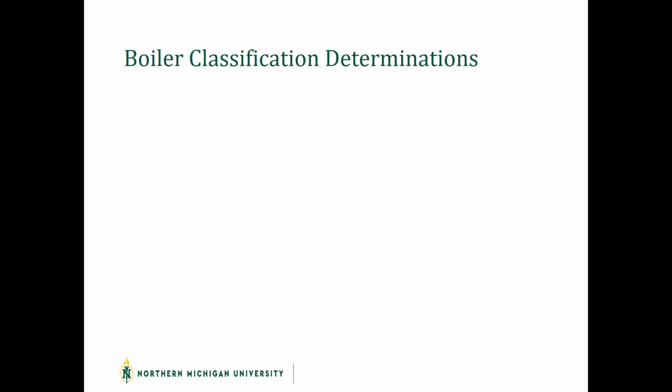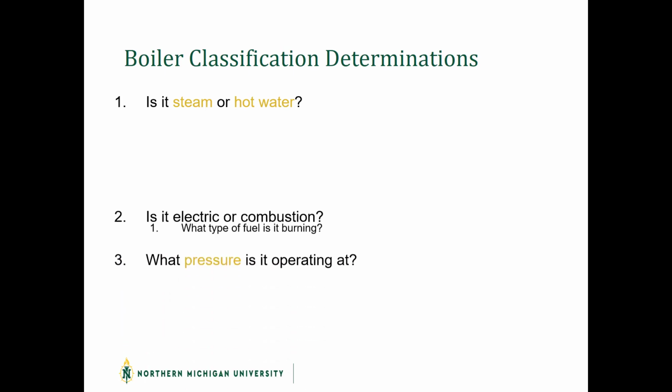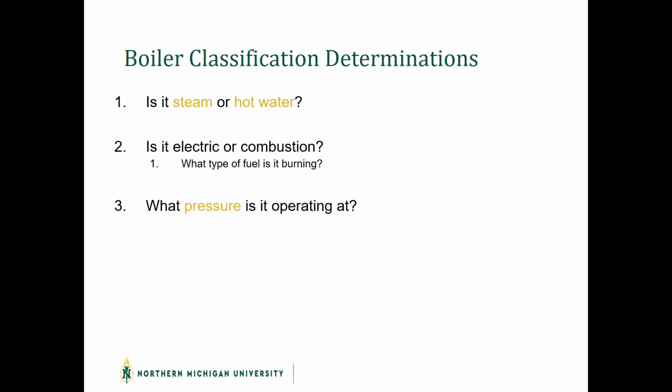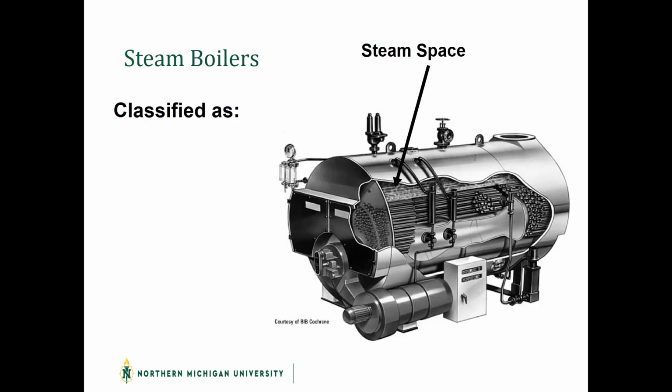A couple other things leading in here, boiler classification determination. We basically have 4 things you need to look into. Is it steam or hot water? For the sake of this PowerPoint, we're going to talk mostly steam. Is it electric or combustion? Again, for this one, we're talking combustion. And if so, what type of fuel is that combustion boiler burning? What pressure is it operating at? That determines if it's a high or low pressure system. And then what type of design is it? We're going to bypass the first couple because we're talking steam and combustion.